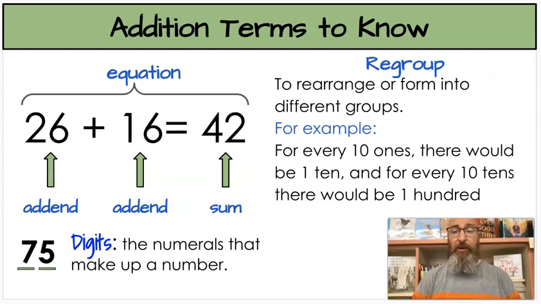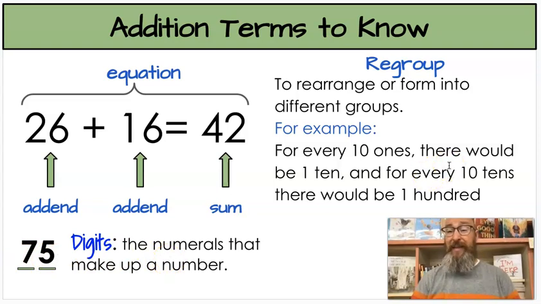As we get started, there are some terms we need to know. These are terms you're going to see again, so I want to make sure you understand them. First, when we're adding, the 2 numbers we're adding are called add-ins. The answer to an addition problem is called the sum. Sometimes you might see it called total, but it's also called the sum. The whole addition problem is called an equation. A number is made up of numerals called digits. For example, the number 75 is made up of 2 digits, so it's a 2-digit number, a 7 and a 5.